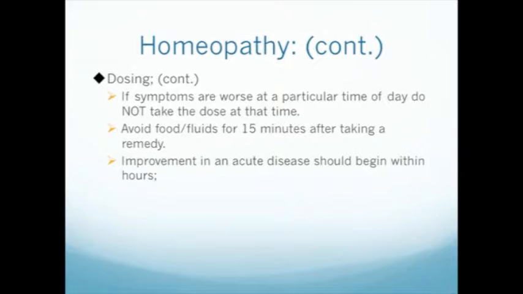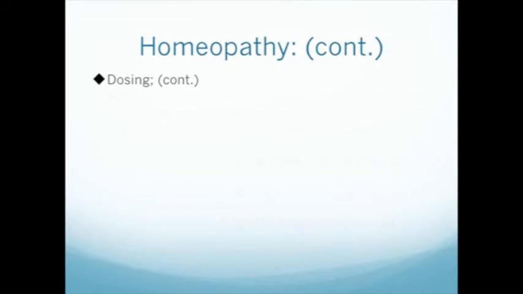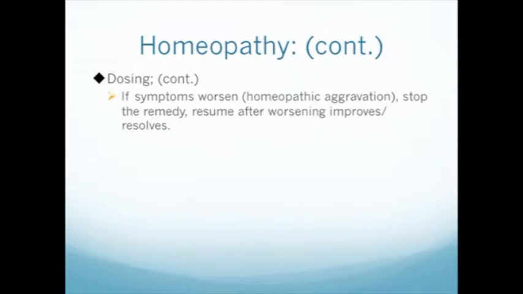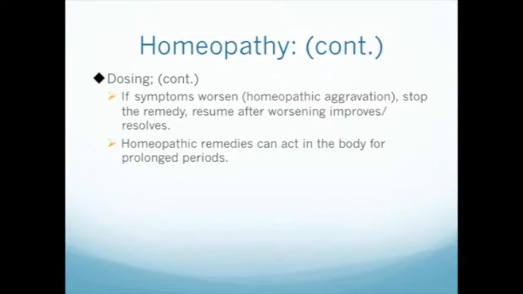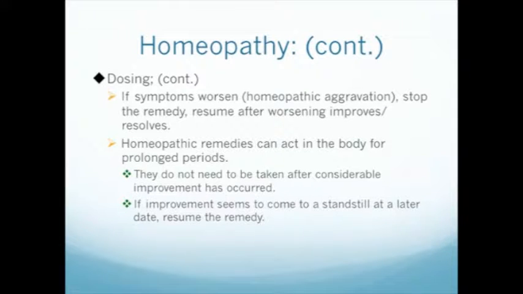Any improvement in an acute disease should begin within hours. Discontinue once a 50% improvement occurs unless symptoms recur. If no improvement occurs after 10 doses, see a physician. If symptoms worsen, this is known as homeopathic aggravation. Stop the remedy, then resume it after the worsening improves or resolves. Homeopathic remedies can act in the body for prolonged periods of time. They do not need to be taken after considerable improvement has occurred. If improvement seems to come to a standstill at a later time, the remedy can be resumed.